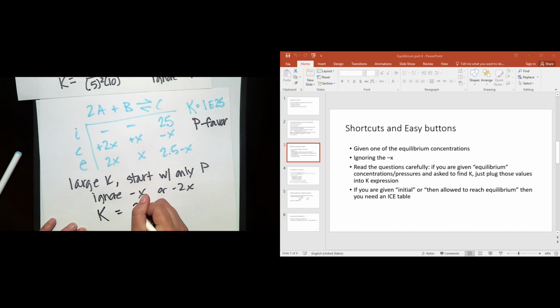And so this is what our expression would look like: 2x entire quantity squared times x. All right, and that one would be pretty straightforward to solve. We're ignoring the minus x. Compared to the 2.5, it's very, very small. Okay, so this was just kind of a quick summary.